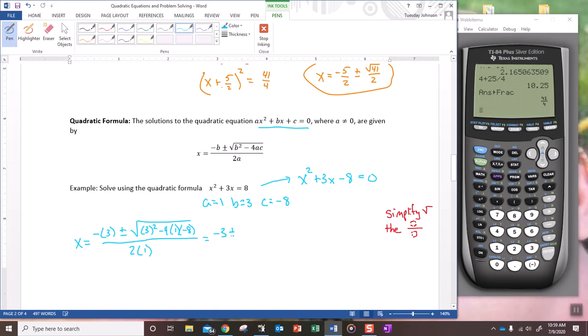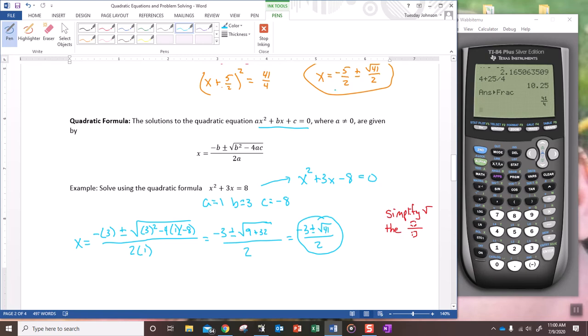negative 3 plus or minus. 3 squared is 9. A negative 4 times 1 is negative 4. Negative 4 times negative 8 is a positive 32. 32 and 9 makes 41. Interesting. It's almost the exact same solution we had here. And we're going to leave it that negative 3 plus or minus the square root of 41 over 2.